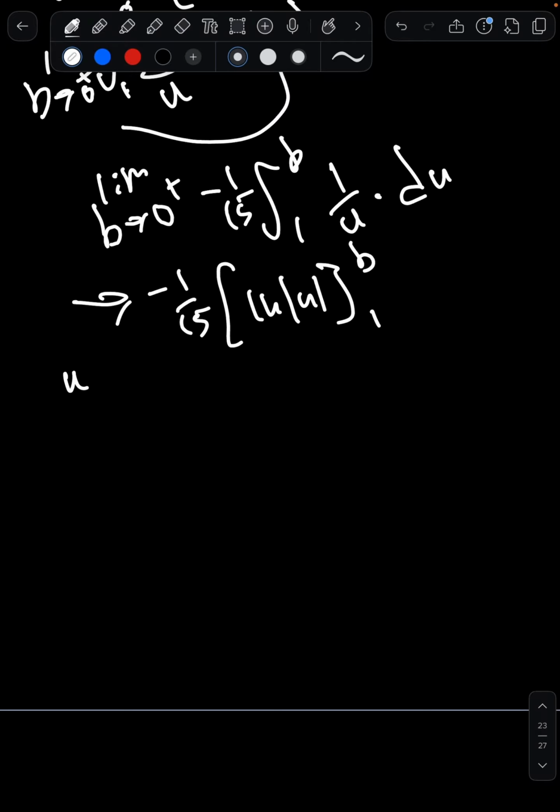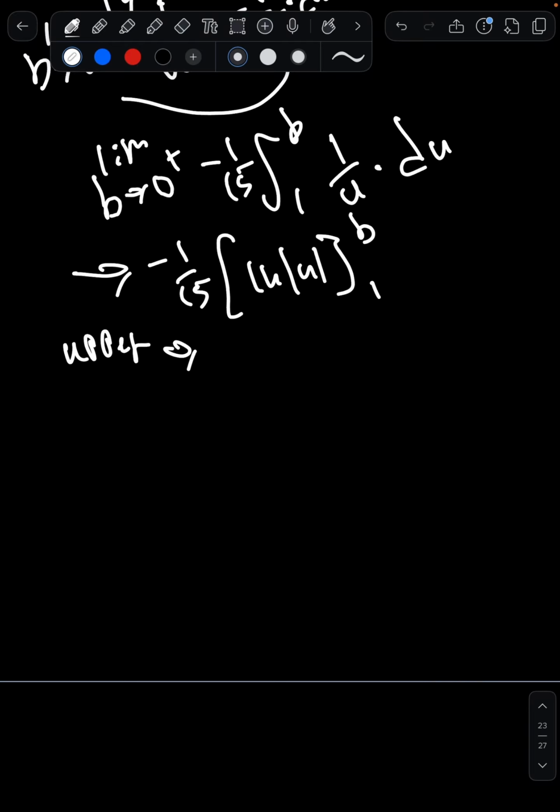Now we just evaluate the upper and the lower. So let's do that. Let's keep the negative 1 over 15 out for now and just do natural log of the absolute value of b. Let's look at what happens as b is approaching from the right-hand side, which would mean from the positive side.